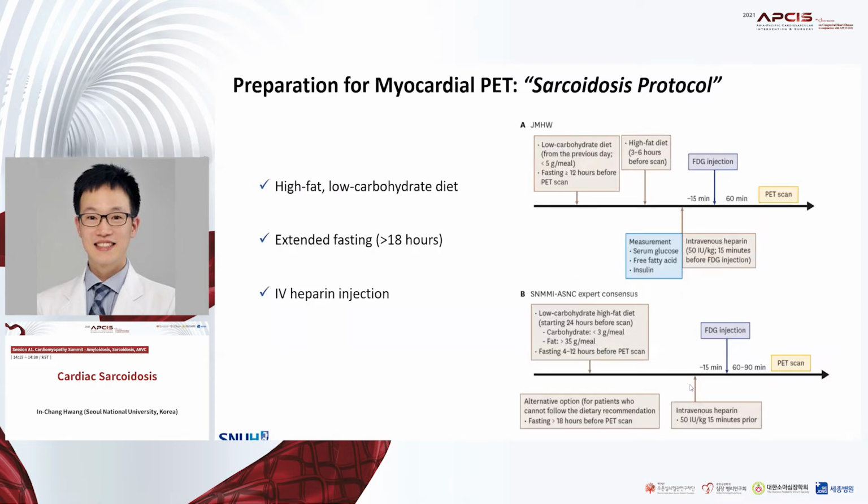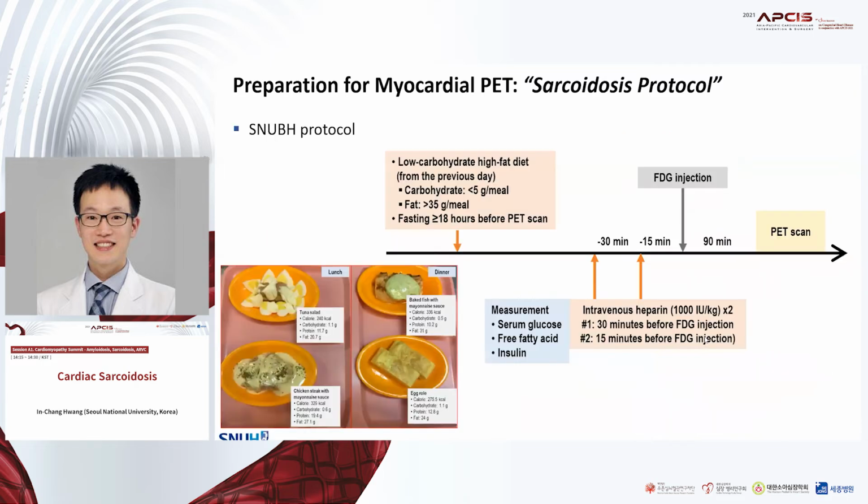The essential preparations for suppression of physiologic glucose uptake in normal myocardium include the high-fat, low-carbohydrate diet, extended fasting, and intravenous heparin injection. Several societies suggested similar protocols, which include low-carbohydrate, high-fat diet, extended fasting, and injection of heparin before the injection of FDG.